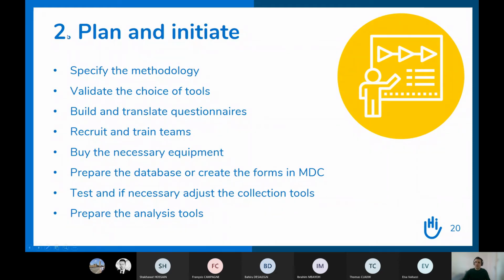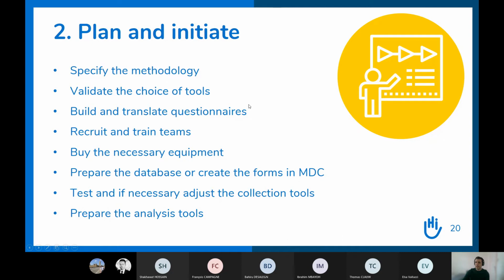This is also where you have to validate the choice of tools. So in the first step, for instance, you said, okay, I want to use mobile data collection. So here you say, okay, now that I know exactly the area, I know exactly the type of questions that I'm going to ask, is it still the best choice, or maybe for some reason I have to change? So there is still time to decide another way.